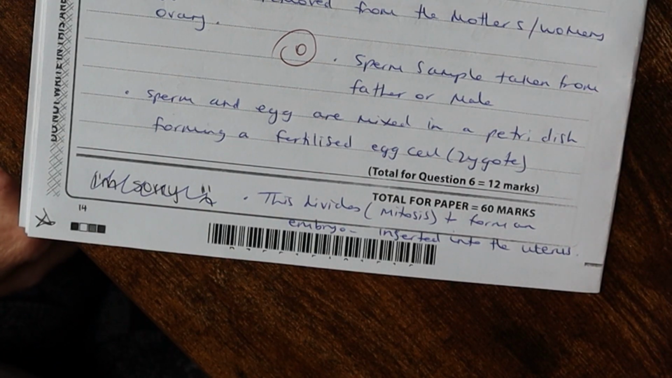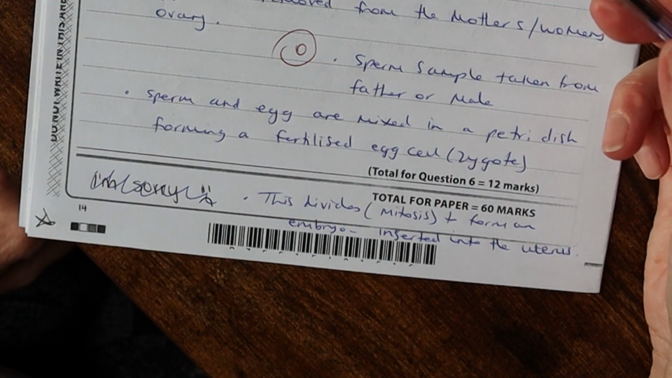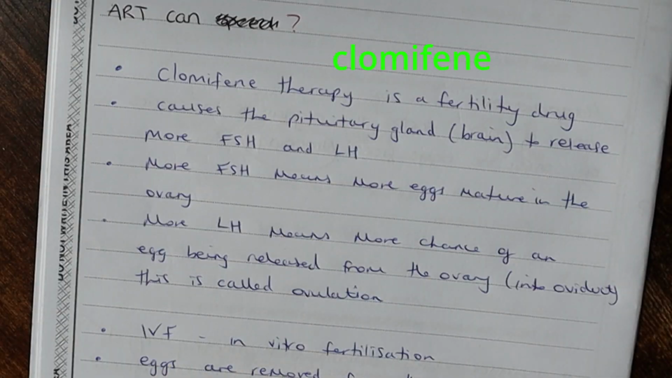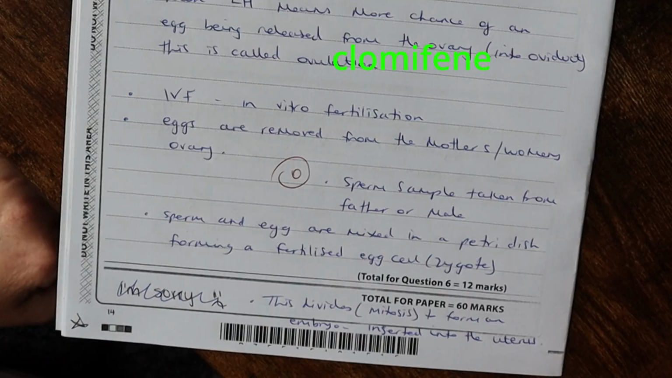So this is assisted reproductive technology, talking about clomiphene therapy, and make sure you can spell it correctly, clomiphene with an E on the end, and IVF, which is in vitro fertilisation. So if you get anything on that, hopefully that will help.